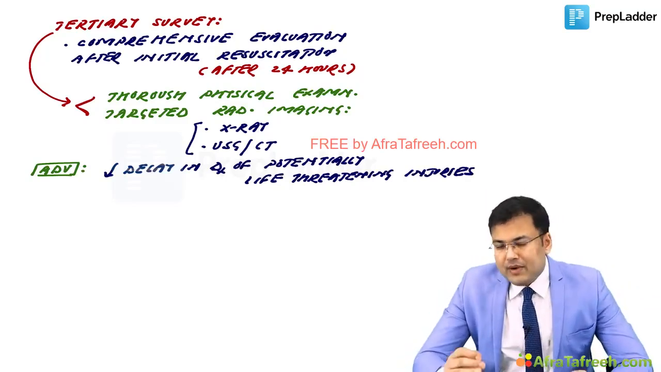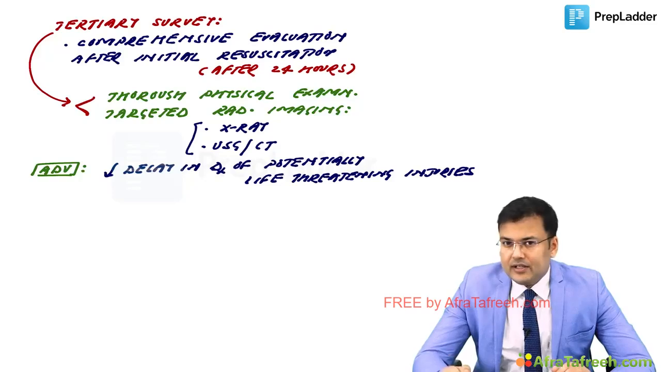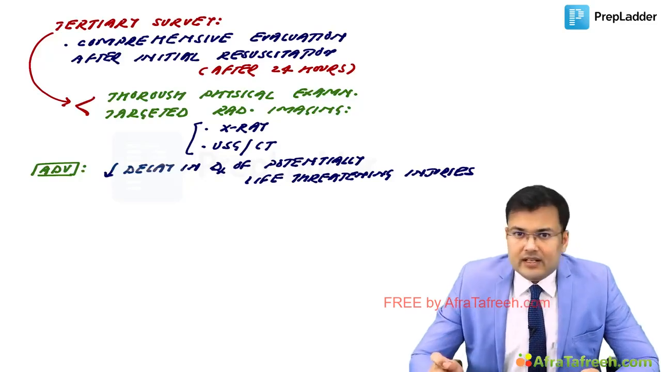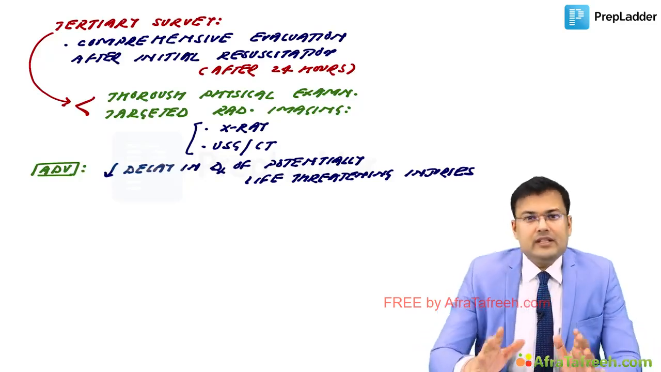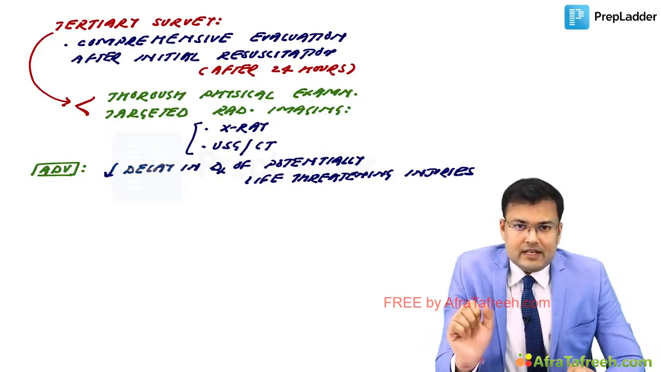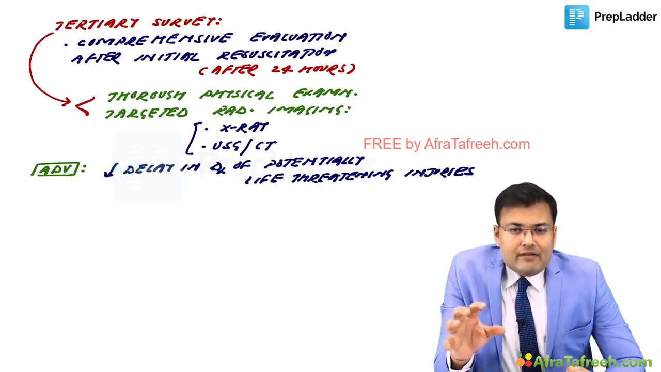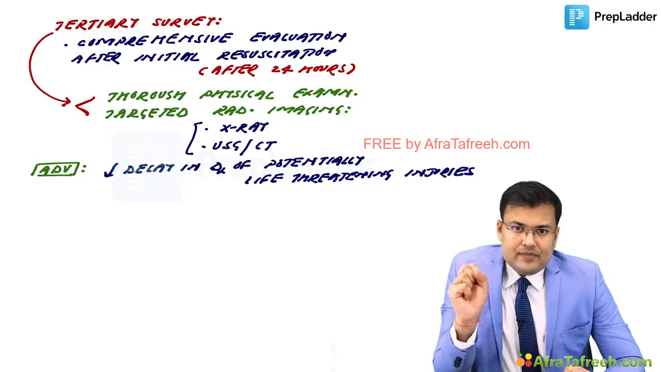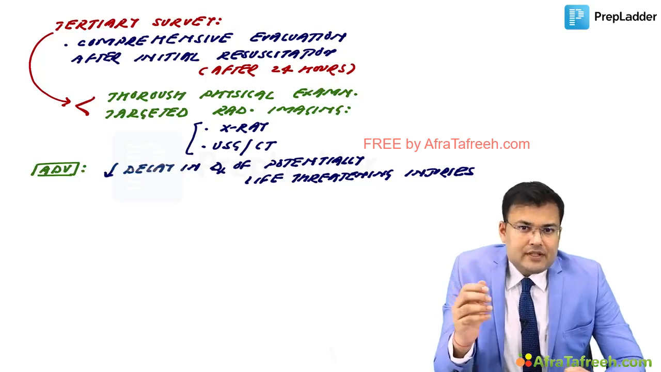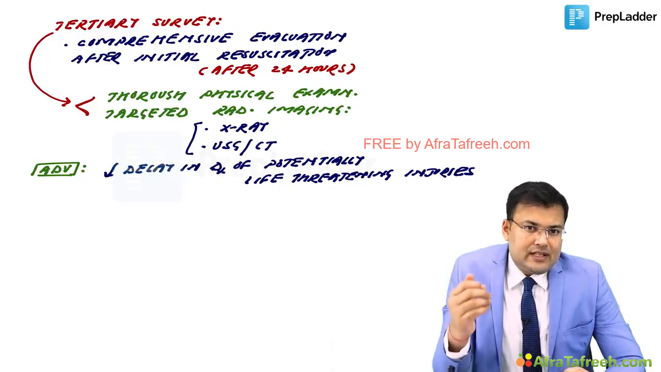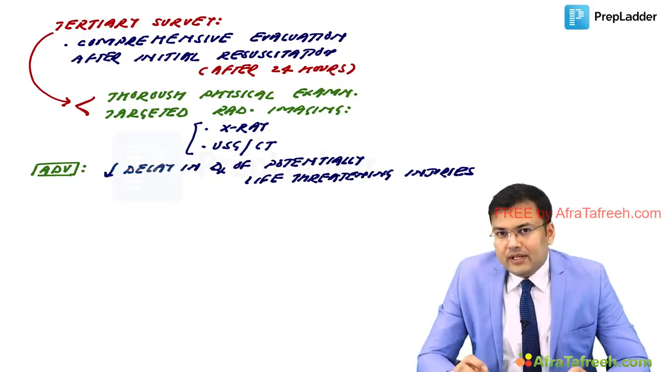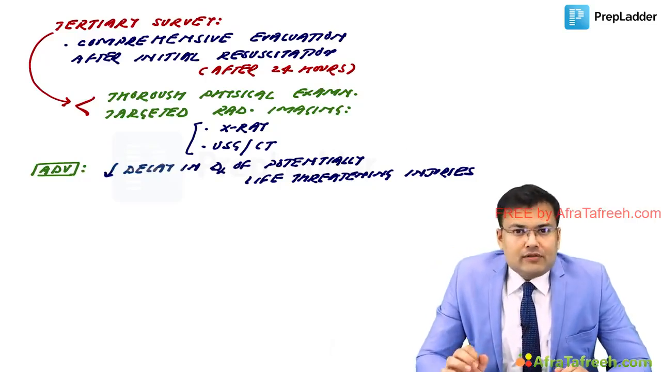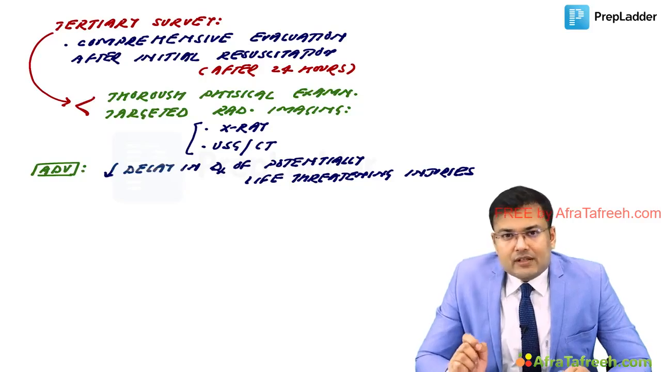So this was primary survey, secondary survey and tertiary survey. Now we are going to discuss in detail the primary survey. Now see, there is one famous question which is frequently asked. Which of the following should be given first priority? And options, see the options. First, cervical spine protection. Second, airway. Third, breathing. Fourth, circulation. So out of these, which should be given the first priority?